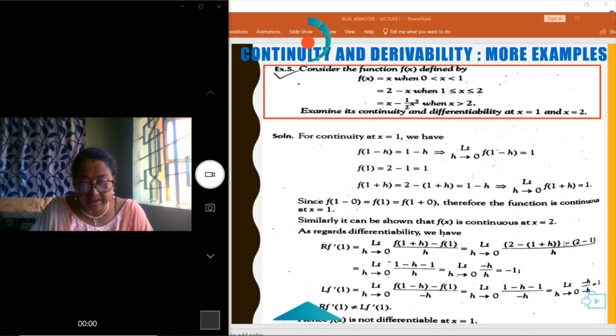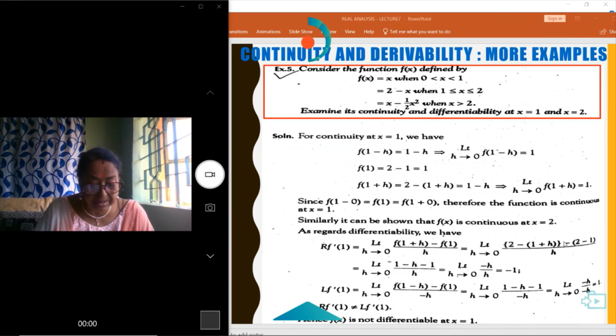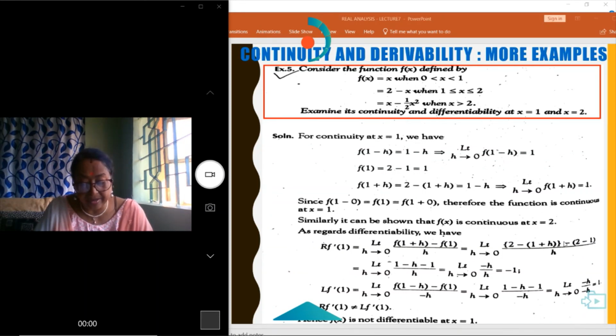Similarly, left hand f'(2), here 2 minus h, that is the value is something less than 2. So then the second function 2 minus x has to be taken, and after calculating it we get it is also minus 1. Since the right hand limit is equal to the left hand limit at the value x equal to 2, hence the function is differentiable at the point x equal to 2.